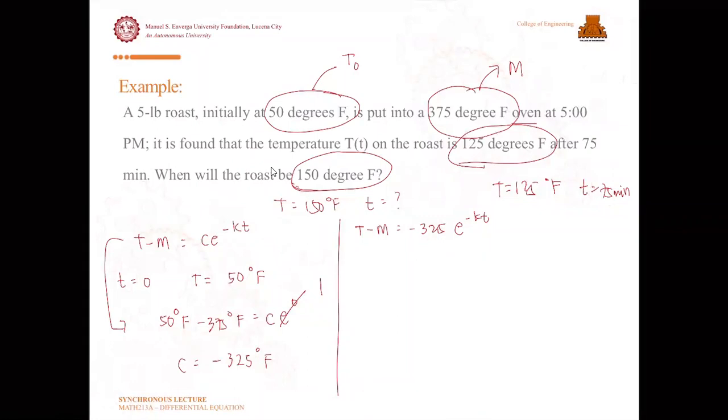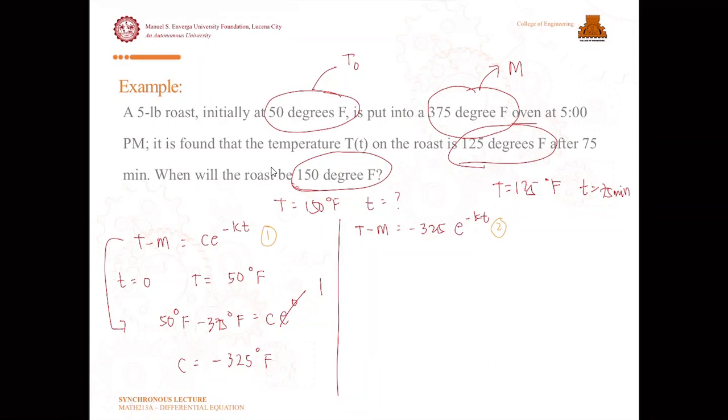So ibig sabihin itong equation na to, no? Itong equation na to, ito yung first equation. Itong second equation na nakuha natin is magagamit natin siya para ma-calculate naman yung value ni K. So paano natin ma-calculate yung value ni K? By considering yung given natin.